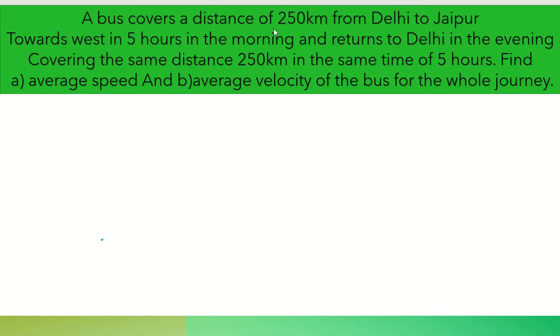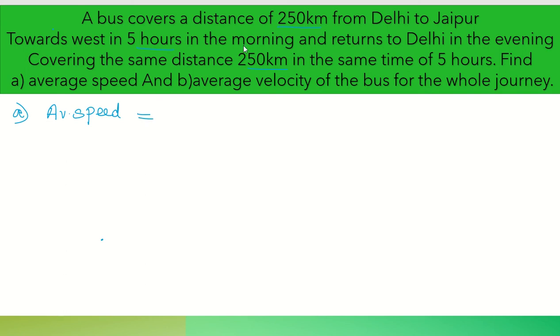A bus covers a distance of 250 km from Delhi to Jaipur towards west in 5 hours in the morning, and returns to Delhi in the evening covering the same distance of 250 km at the same time of 5 hours. Find the average speed and average velocity of the bus for the whole journey. So first let's calculate the average speed.